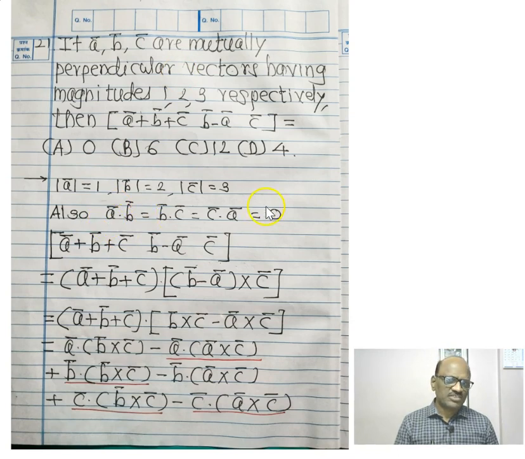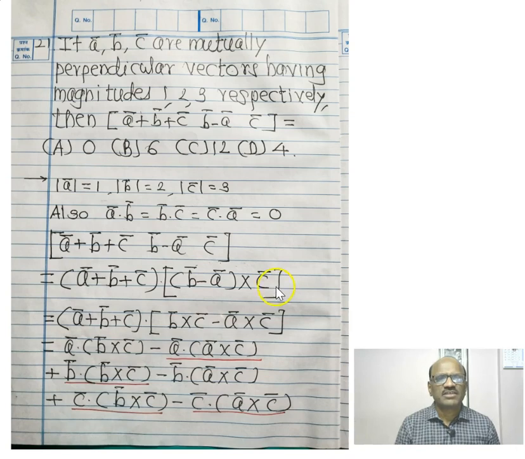Therefore, their dot product is 0. That is, A bar dot B bar is equal to B bar dot C bar is equal to C bar dot A bar is equal to 0. Now again, this is a box product, that is A bar plus B bar plus C bar. This is the first term. And what about the next? In the second square bracket, that is B bar minus A bar plus C bar.